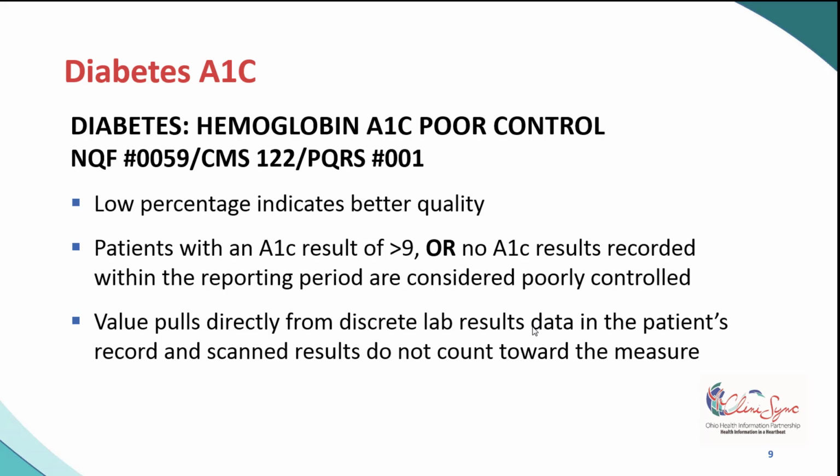It will compare this number to all your diabetic patients seen during the reporting period, which is the denominator. The number that is calculated is the percent of your diabetic patients who are considered poorly controlled. A lower percent is considered better because it means fewer diabetic patients are poorly controlled.